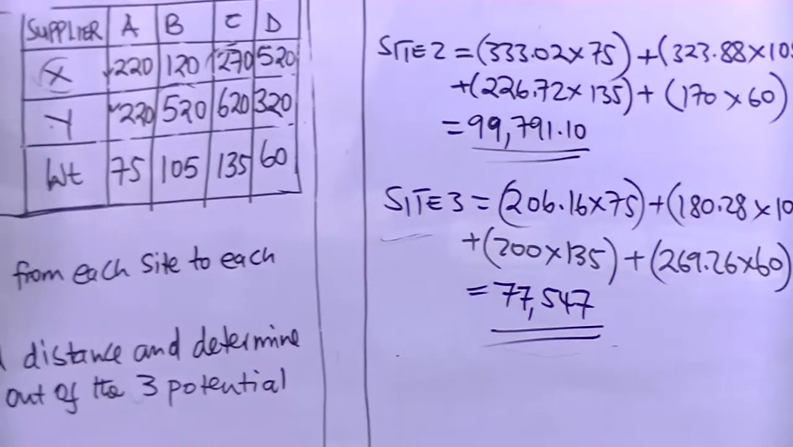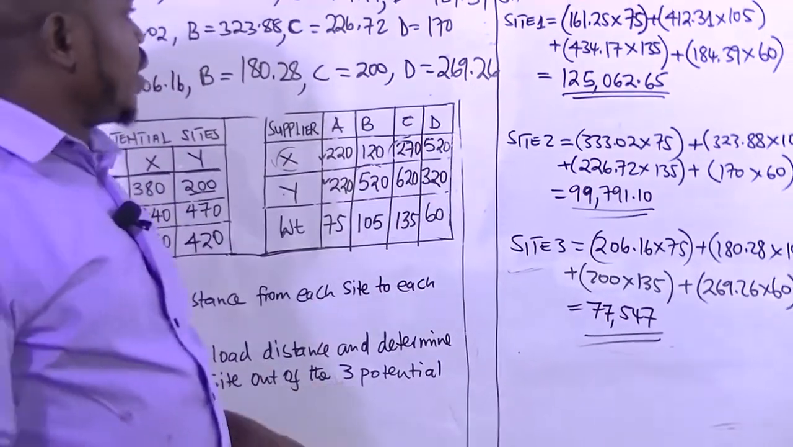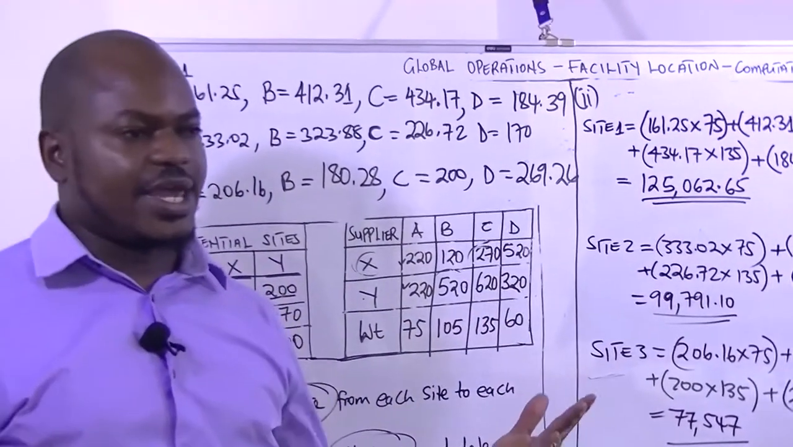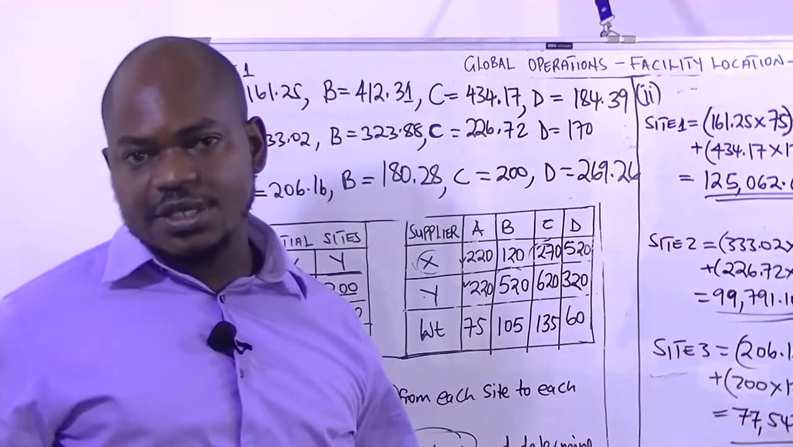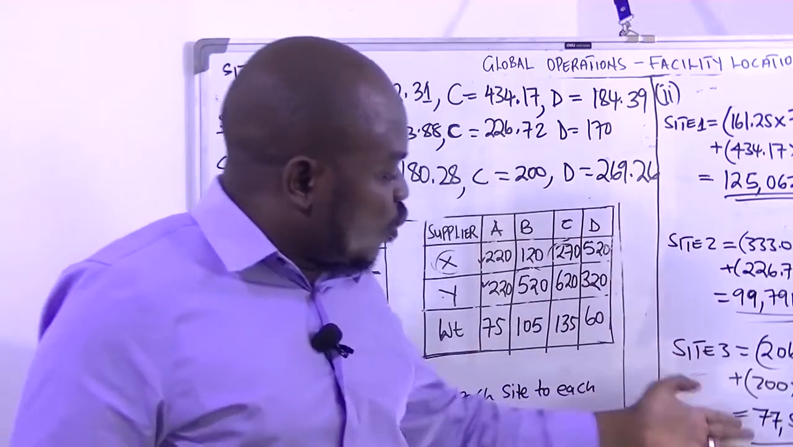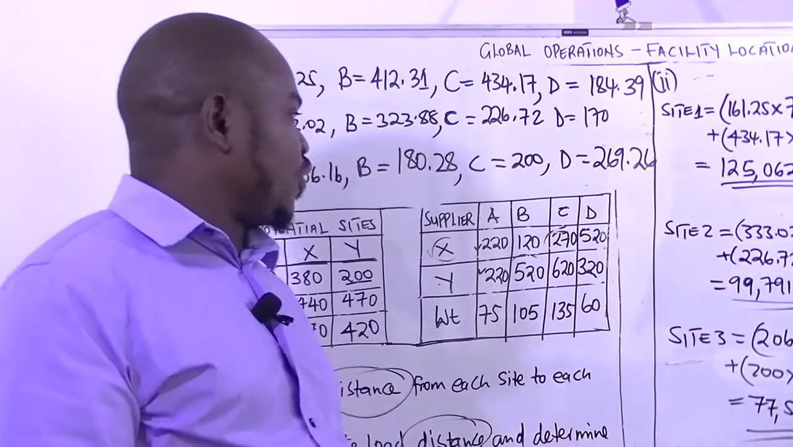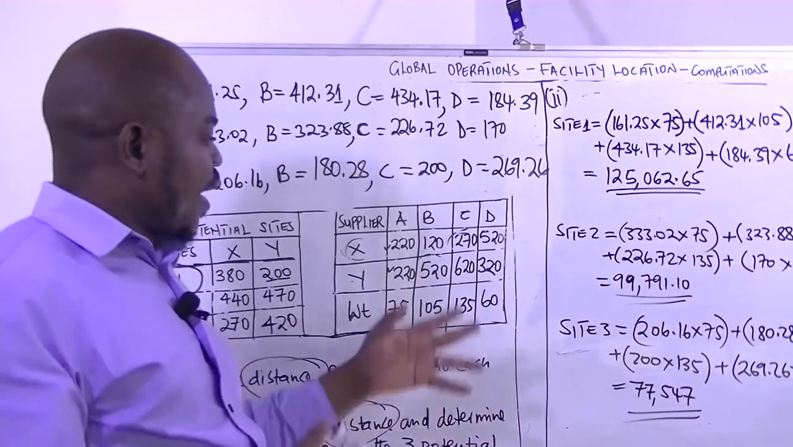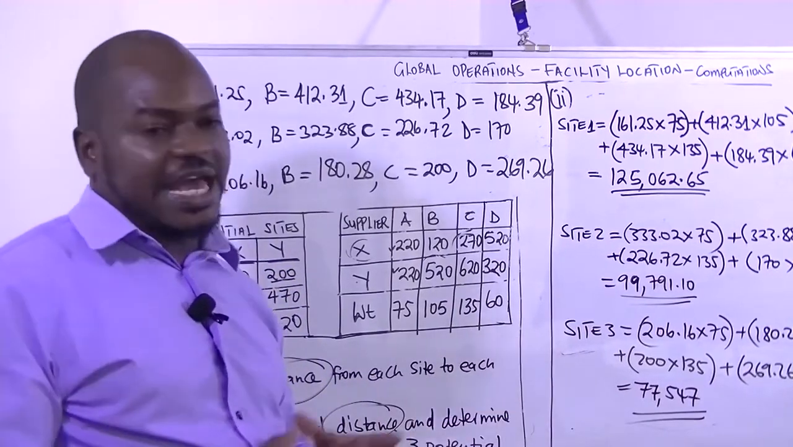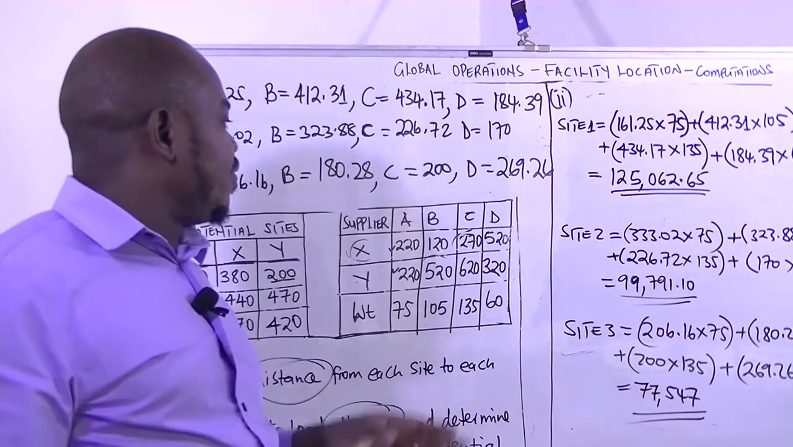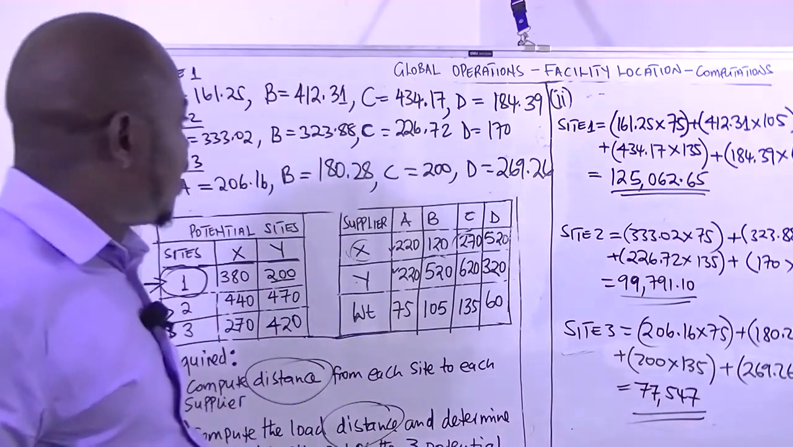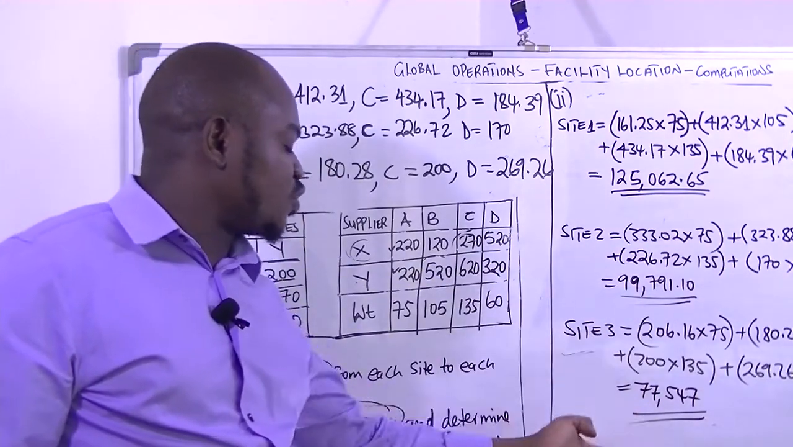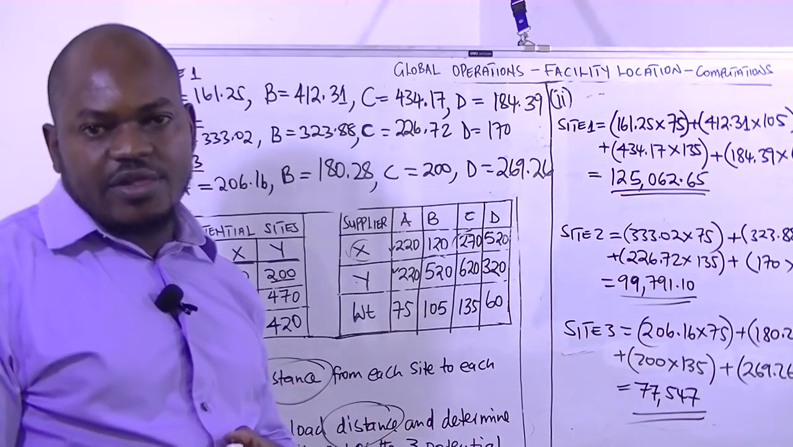Okay, so now, which one is the suitable site of these three? Remember, we're dealing with distance. When we are talking about sites and distance, which distance is better, the shorter or the longer? The short one is better, so the shortest load distance of the three is site three. Therefore, this organization should place its facility at site three to supply the four potential suppliers, because it proves to be shorter than the other sites, with the first one having 125,062 and the second 99,791. This one is only 77,547. Thank you so very much.